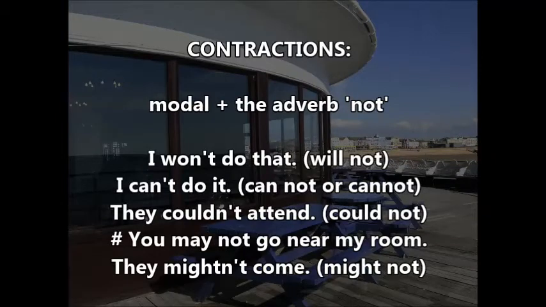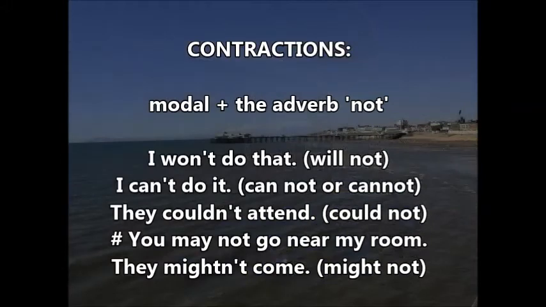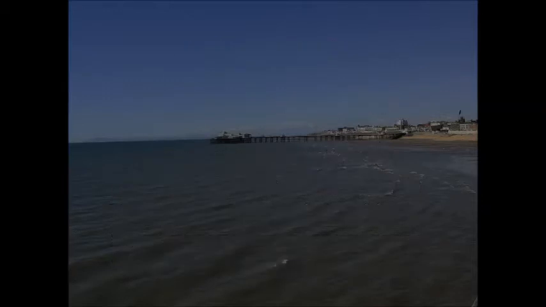Contractions. Modal plus the adverb not. Okay? I won't do that. I can't do it. They couldn't attend. They mightn't come. Alright? Now you notice there, you may not go near my room. We can't contract that one. That's got to be said like that. You may not go near my room. But we could contract the other ones.